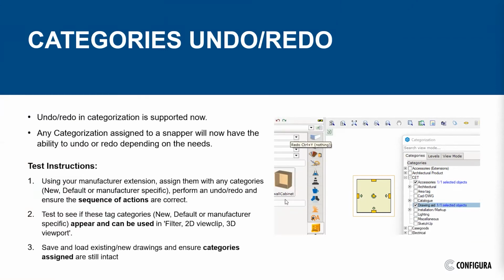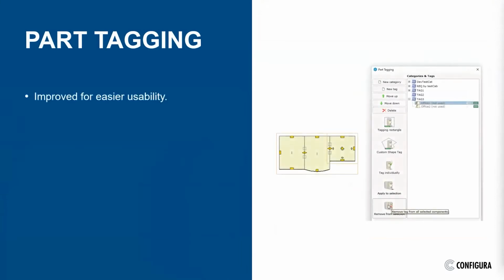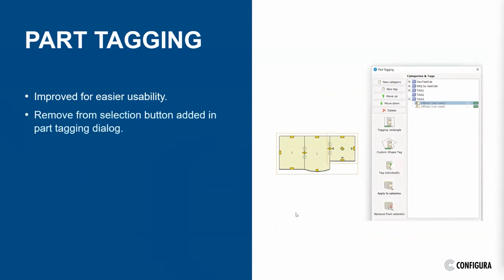Okay, so back to the presentation. Yeah, so lastly, do not forget to test with save and load with your existing or any new drawings, and ensure that the categories assigned are still intact. Okay. Next one is regarding part tagging. So the part tagging functionality has been improved for easier usability.